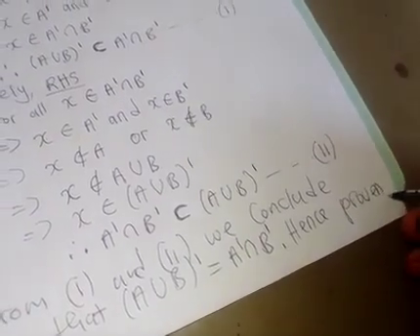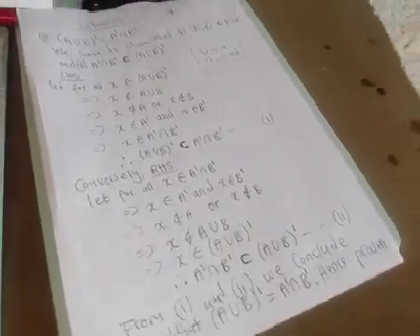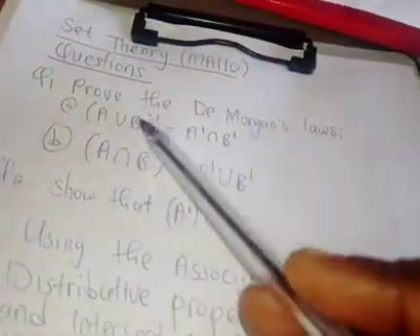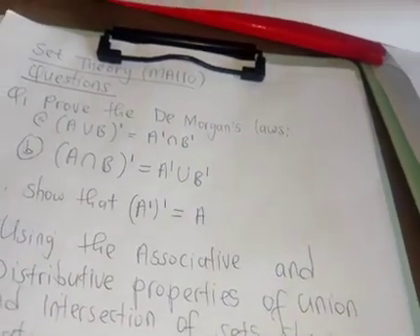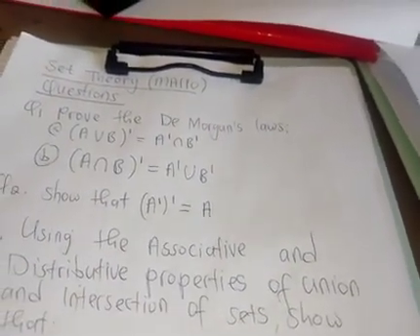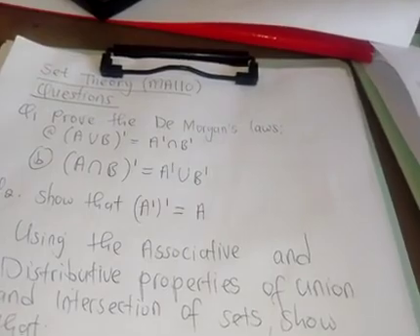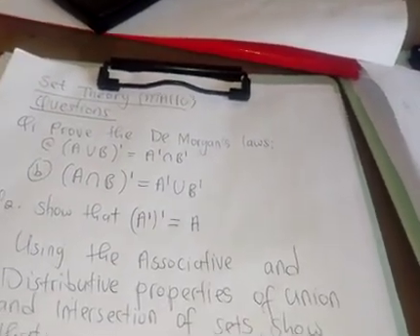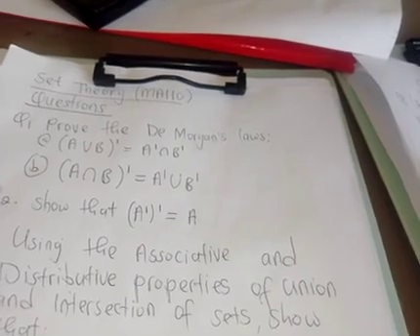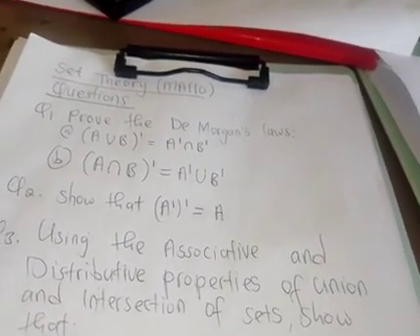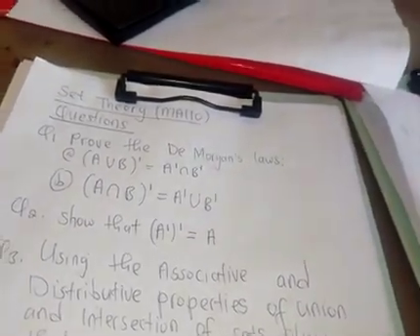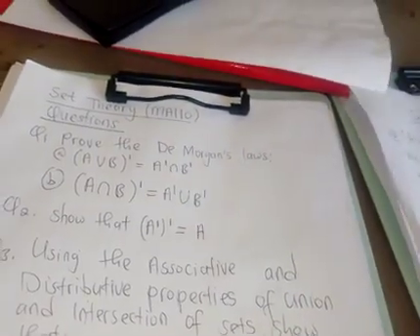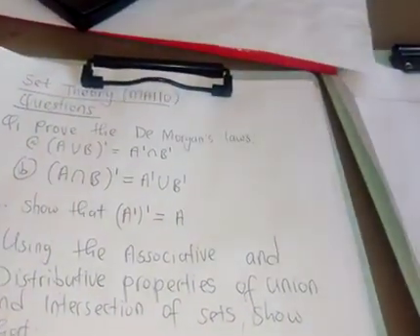So that's how you prove the De Morgan's laws. So we have proved the first one. Then we can move on to the second one, A intersect B complement, which is equal to A complement union B complement. Let's move on to the second one.